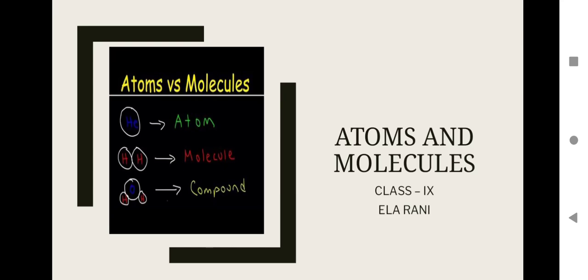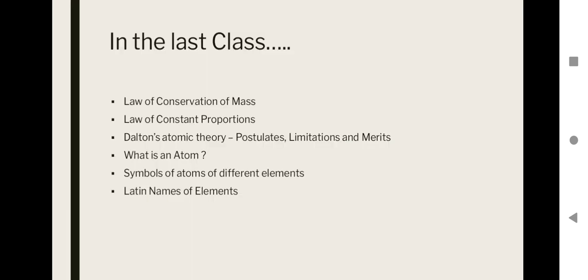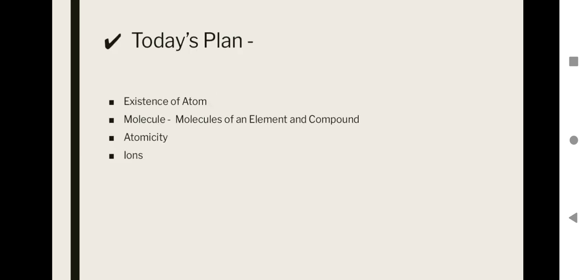As your terminal exams are over, in the last class, before your terminal exam, you have studied about the law of conservation of mass, the law of constant proportions, Dalton's atomic theory, its postulates, limitations, and merits. What is an atom? Symbols of atoms of different elements and Latin names of elements. Today's plan: we are going to discuss the existence of atoms, what is a molecule, atomicity, and what are ions.